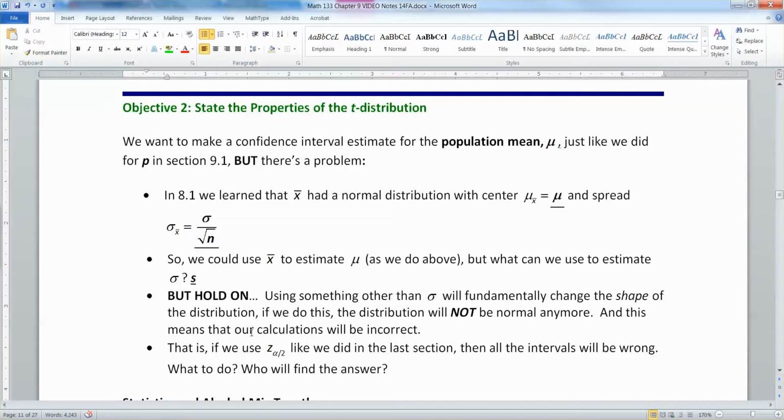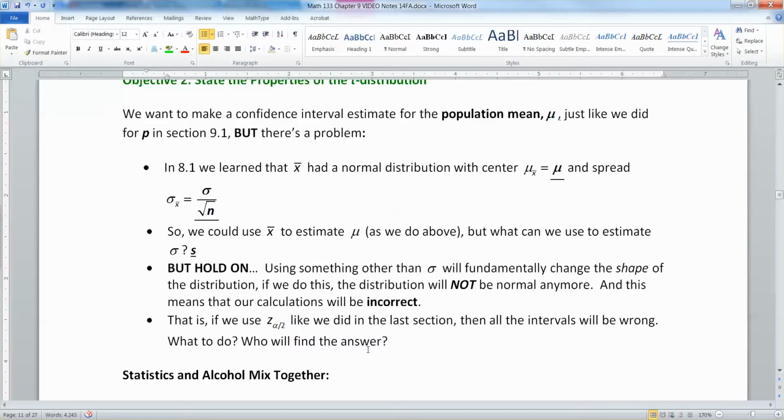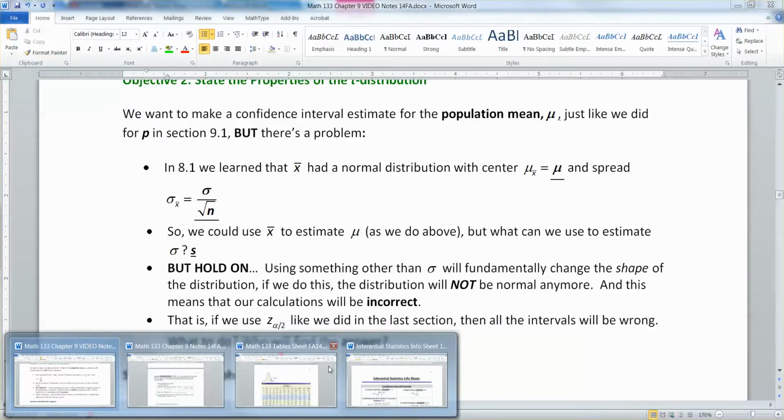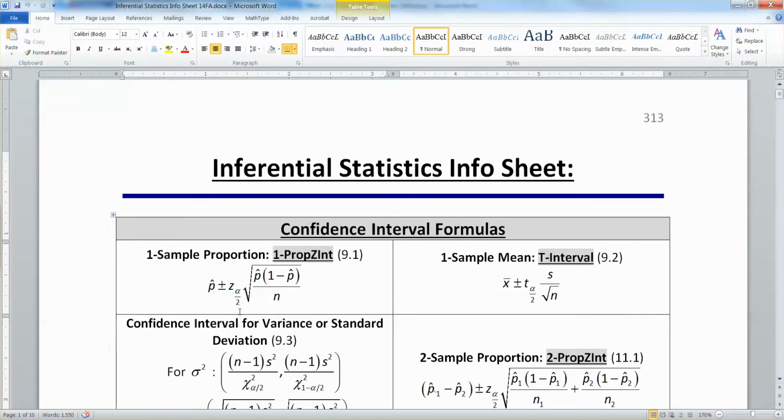Changing mu to X bar doesn't really change anything, but changing sigma to S really fundamentally changes the shape of this distribution. And that means that if I use the normal distribution, everything's going to be incorrect. All of it will be wrong. Not by much, by a little bit. What I'm saying here is if you use z alpha over 2 like we did in section 9.1, if you'll recall, let me bring up the formula right here. In section 9.1, we learned this formula. You can see the z alpha over 2 in there.